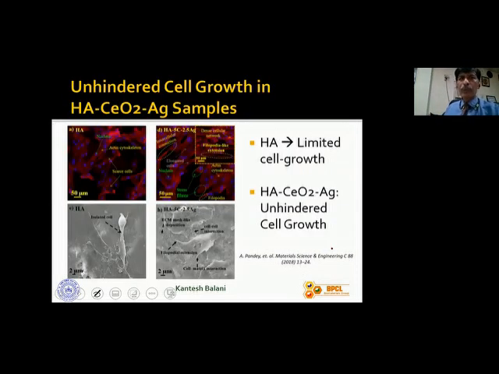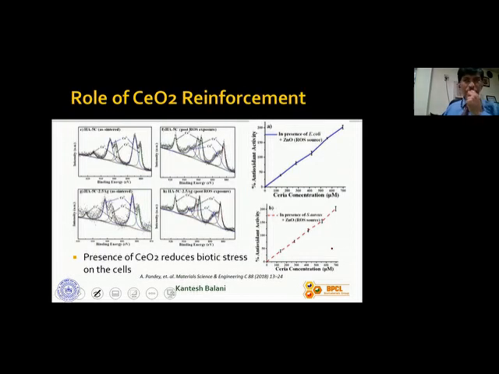We could also attribute this to the unhindered cell growth in these samples. And we could see filopodial extensions, which are not seen in the earlier case. So it is hinting that the intercellular connection is very strong. Now you have fibers connecting very nicely and spreading very nicely on the implant surface. And we could also establish how this antioxidation is actually occurring.